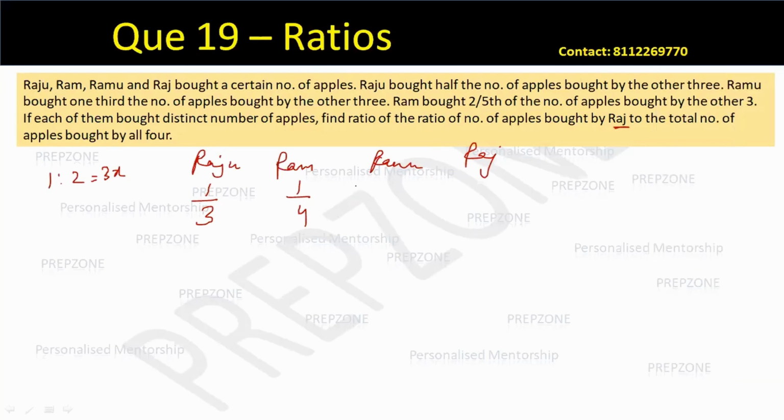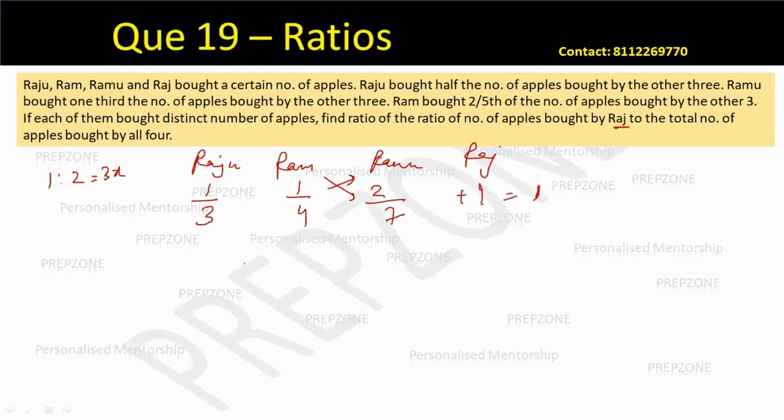Similarly, this is Ramu, okay. It will not matter. Ram has bought 2/5 of the number of apples bought by the other three, which means if the others are 5x, Ram is 2x, which means the total is 7x. So Ram is essentially 2/7. And now what is asked is Raj's fraction, which means the total has to be equal to 1.